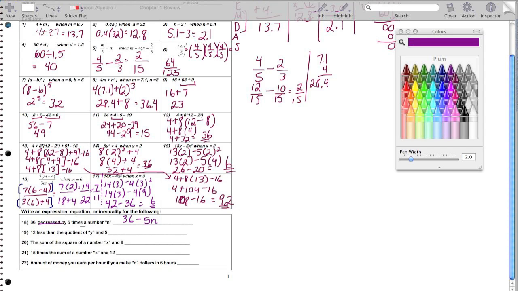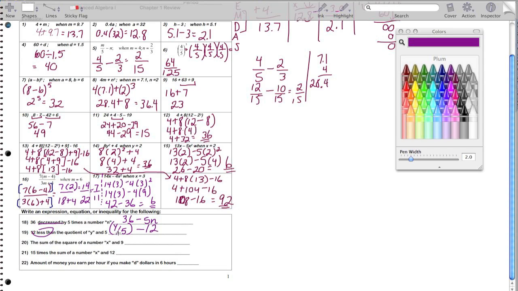12 less than the quotient of y and 5. So when it says less than, that 12 is going to come at the end. 12 less than the quotient of y and 5. The quotient means to divide, so it's y over 5. You can put that in parentheses. If you write it diagonally like that, you should, even though order of operations would still keep it the same. The quotient of y and 5, this is 12 less than that, so it matches.